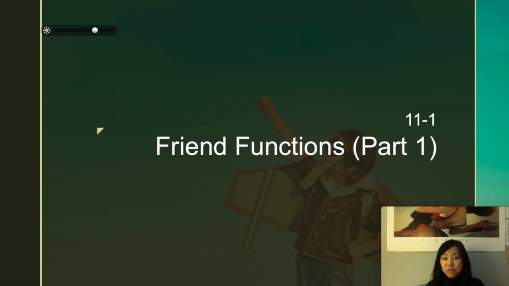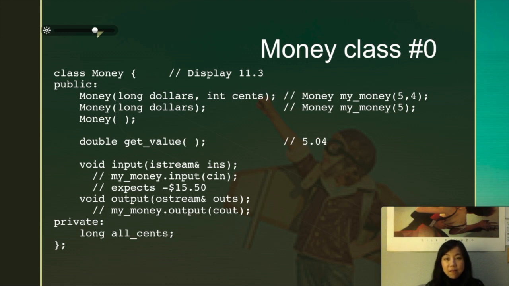We are going to continue to discuss classes, but this time about friend functions. Let's look at this money class. It is the same as was in your textbook, display 11.3. For this whole module, I'm going to use the example from the textbook for once.